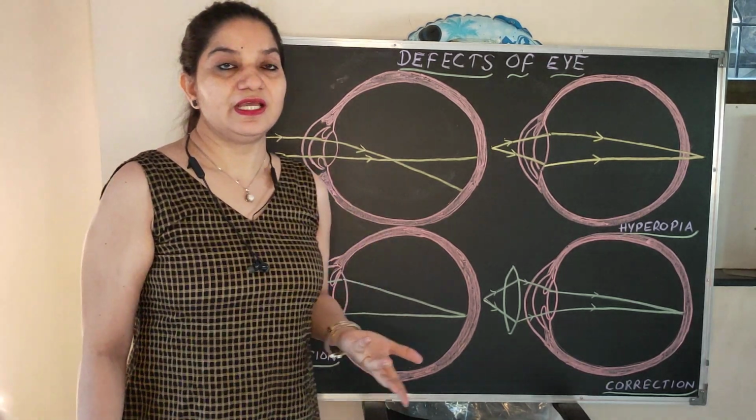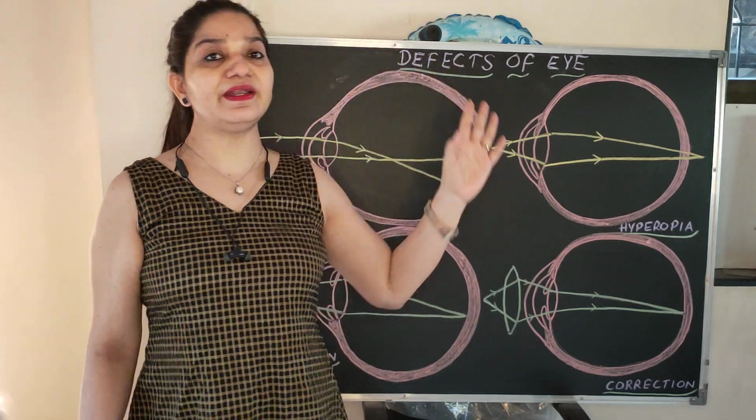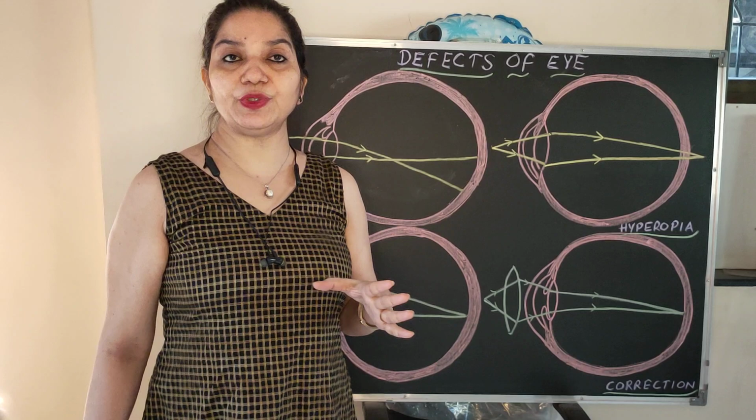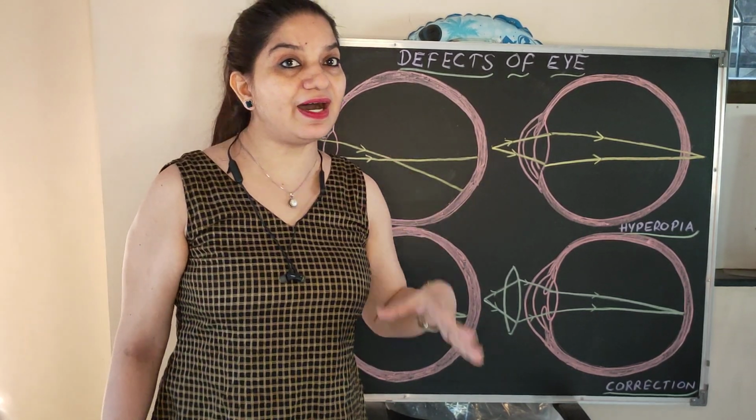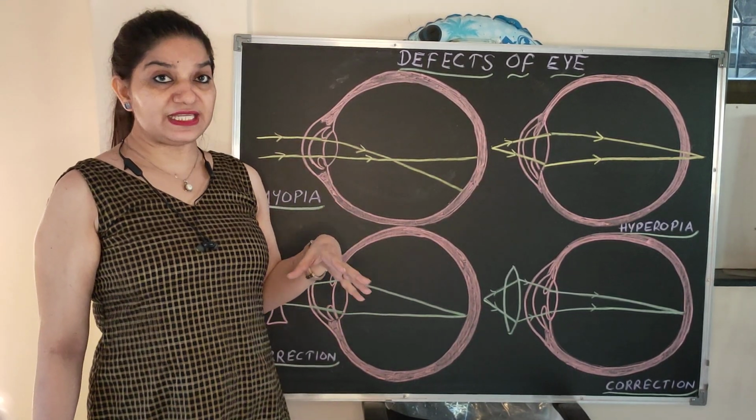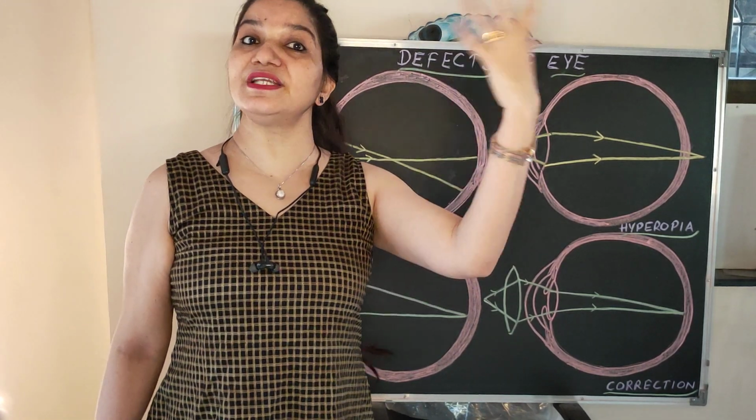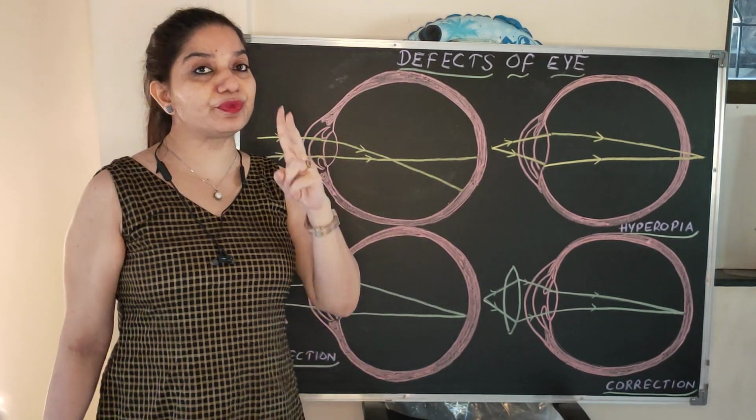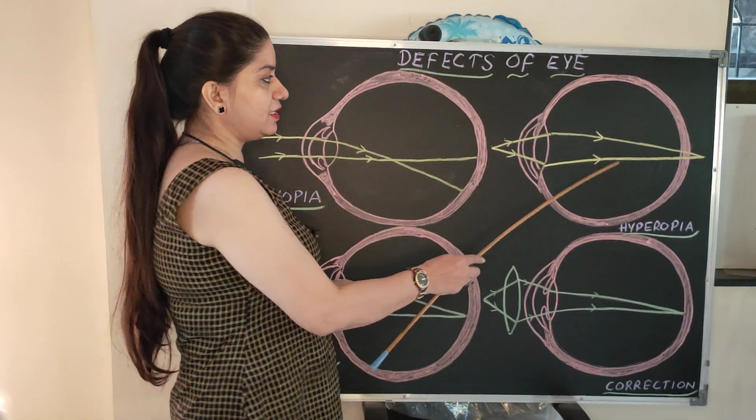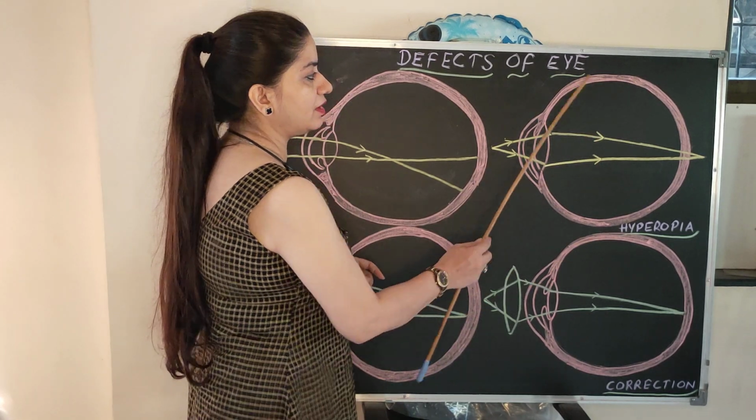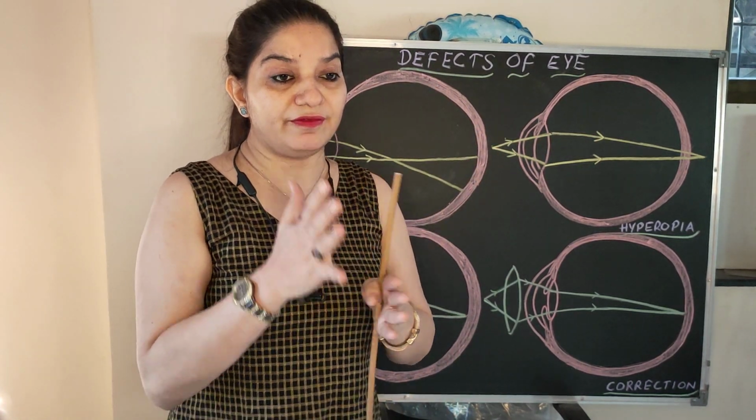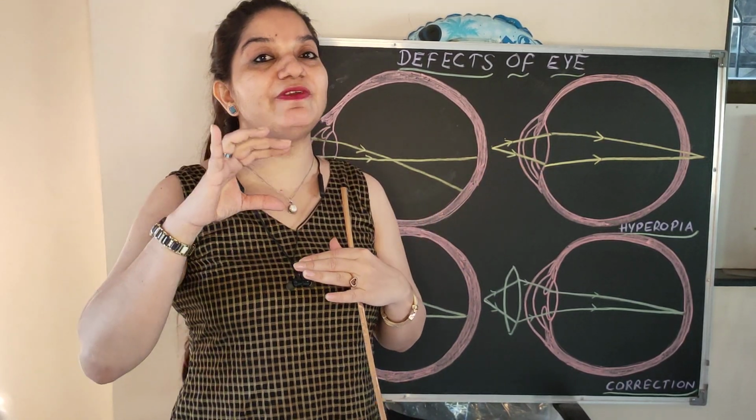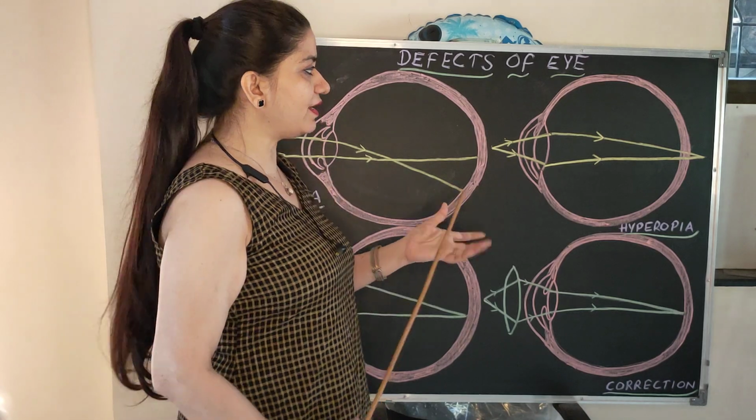Now the second defect is hyperopia. What was the older name for hyperopia? It is hypermetropia, commonly known as long-sightedness or far-sightedness. In this disease, the person is able to see the distant object clearly, but he or she cannot see the nearby object. So what are the two reasons for this hyperopia? See, this is again the eyeball. The eyeball becomes shortened from front to back. And second, this lens becomes too flat. It becomes flattened.